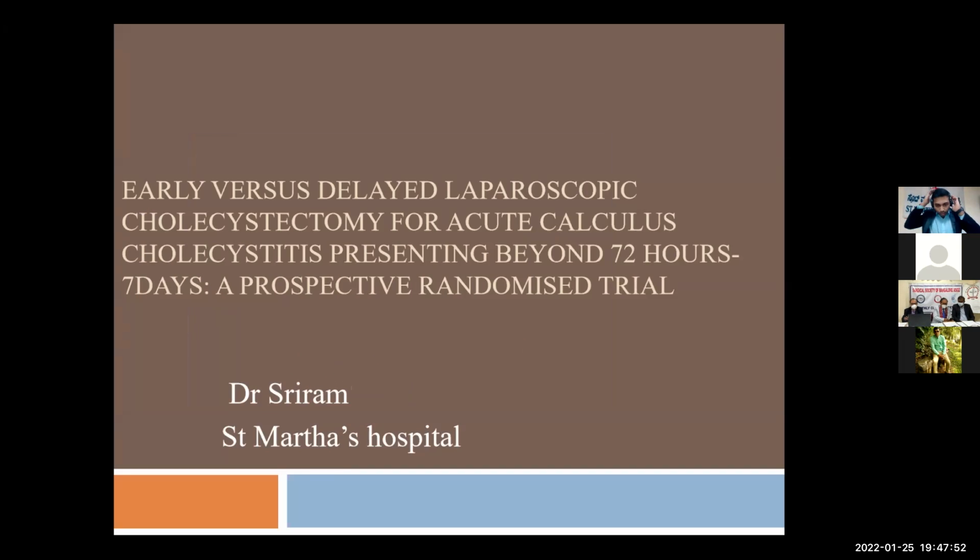Good evening, everyone. Before I start, I would like to thank the Surgical Society of Bangalore, President and Secretary, and St. Martha's Bangalore General Surgery Department for providing me such an opportunity to present the paper in the Surgical Society of Bangalore. So, on to my paper. My paper is a comparative study between early versus delayed laparoscopic cholecystectomy for acute calculous cholecystitis, patients presenting beyond 72 hours and within 7 days of the symptoms.